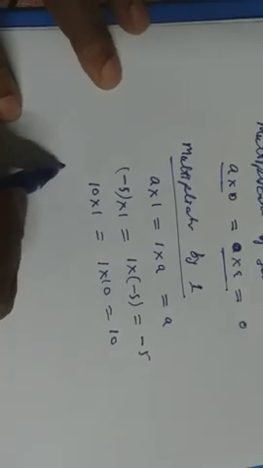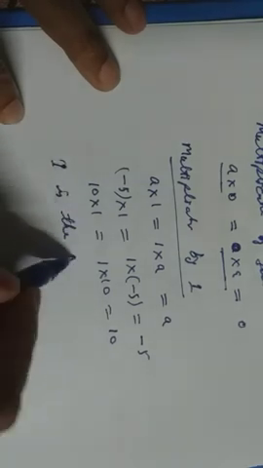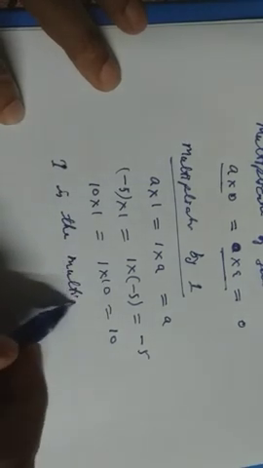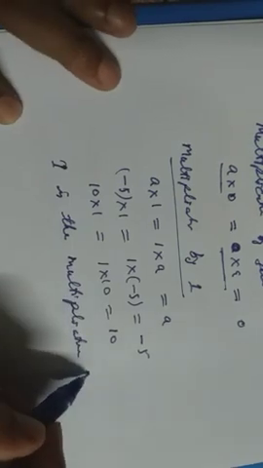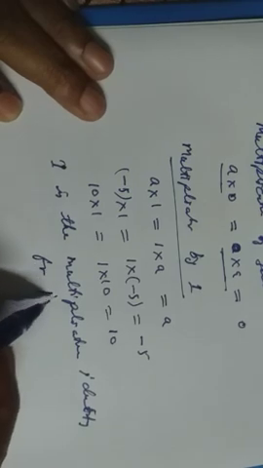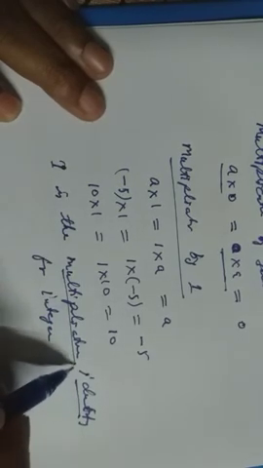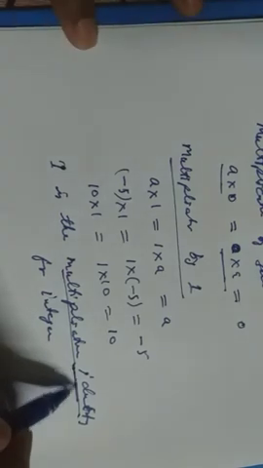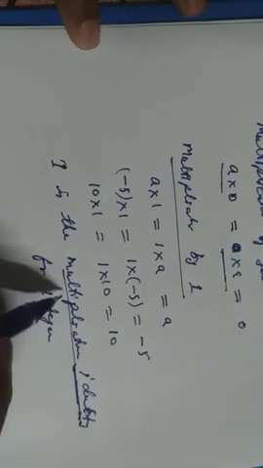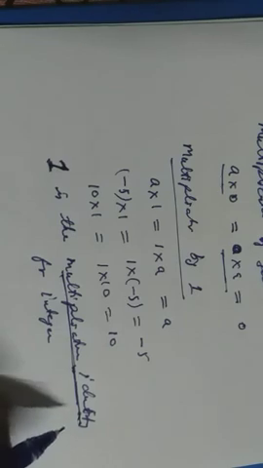That's why it is called that 1 is the multiplicative identity for integers. What is multiplicative identity? Identity means the integer does not lose its identity, it remains the same when it is multiplied by 1. That's why 1 is called the multiplicative identity for integers.